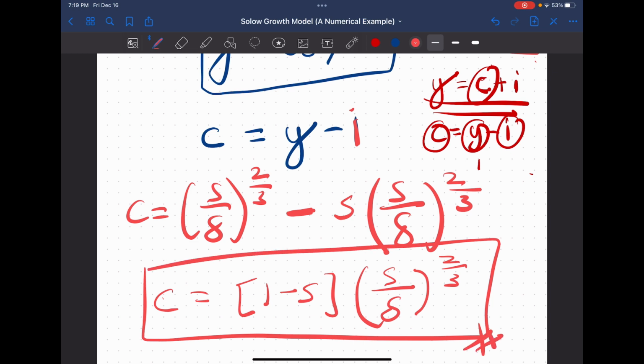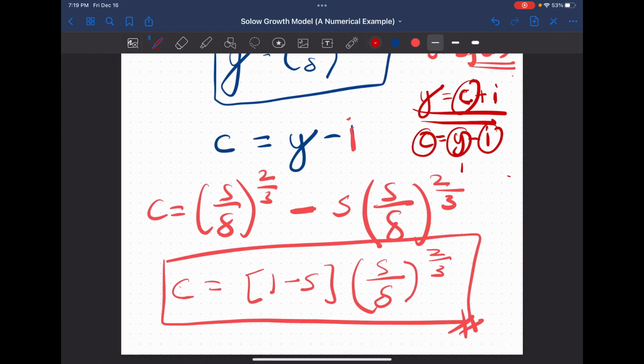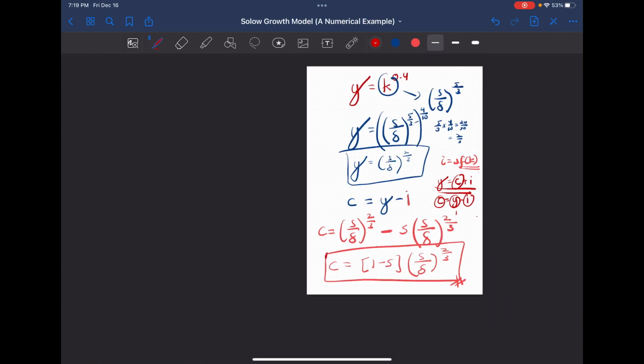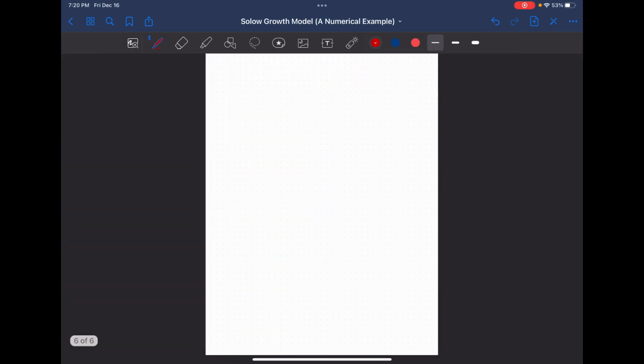I know the steady state consumption bit is kind of tricky, but yeah, so that's how to solve it. Repeat over and over if you don't understand the video. It helps. Trust me.